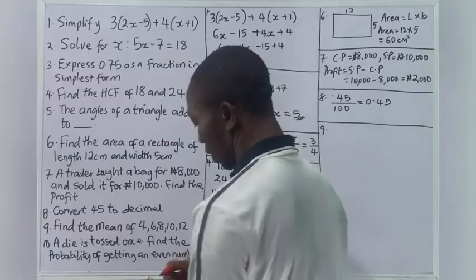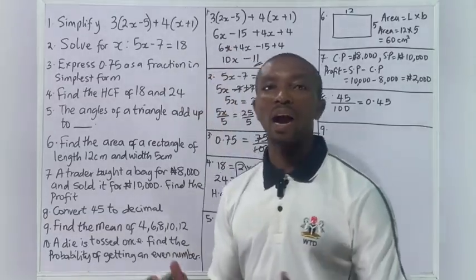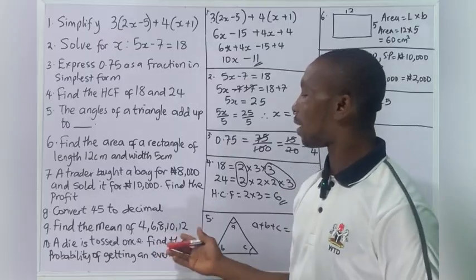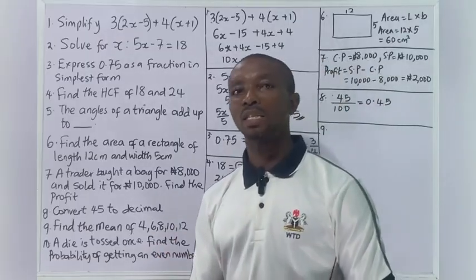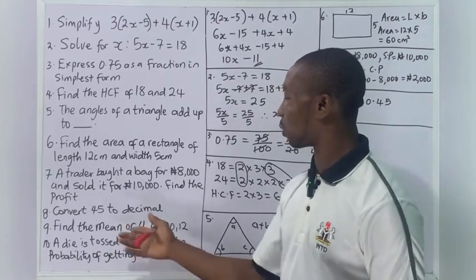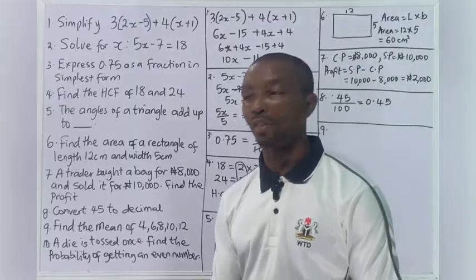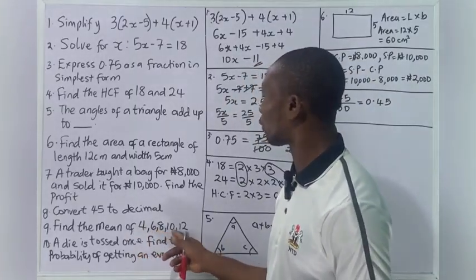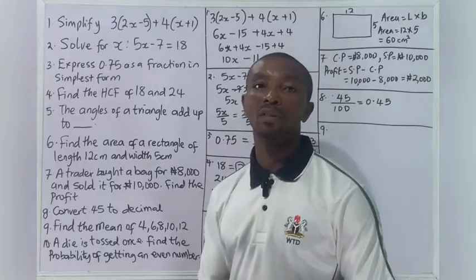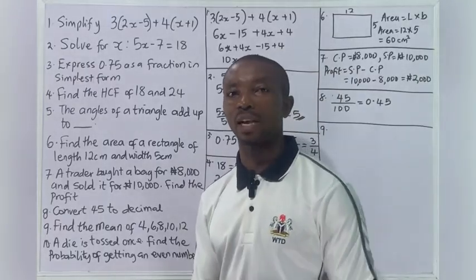Now, what is mean? Mean is the average of our numbers. Mean is simply the average of our numbers. When we add them all up, we divide by the number of figures we have there. In this case, 1, 2, 3, 4, 5. So we add them up and divide by 5 to get its average.